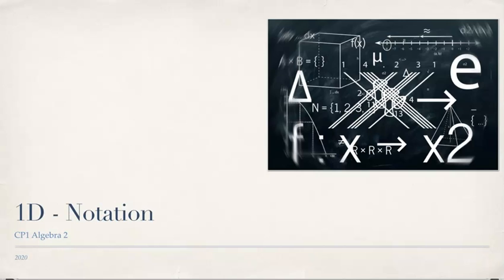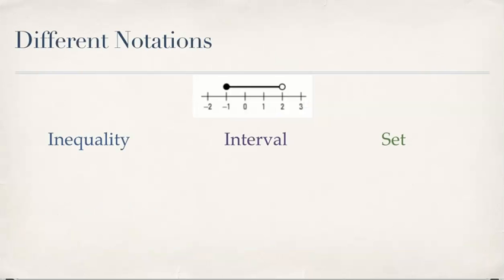Let's talk about the notation we use to talk about domain and range and other pieces of describing functions. There are three different kinds that we're going to talk about. One of them is my favorite kind. Hint, it's this one right here. But I will show you all three because you could come across all three at any time.